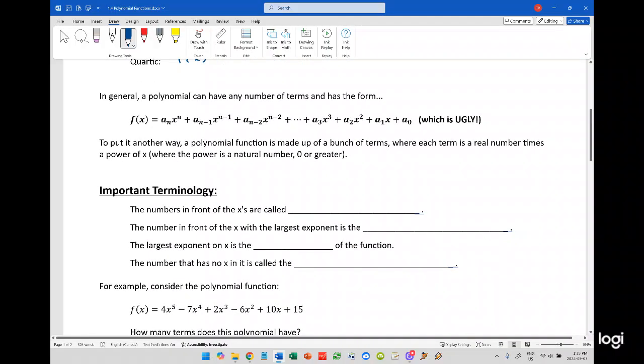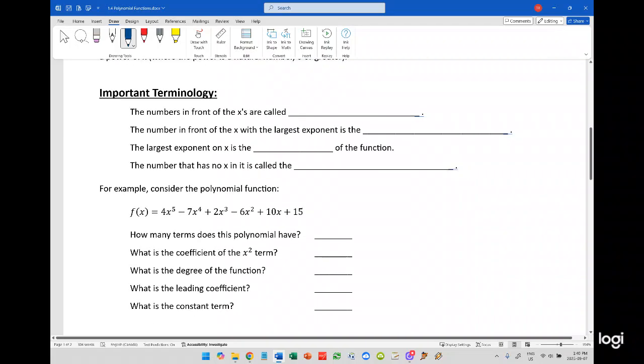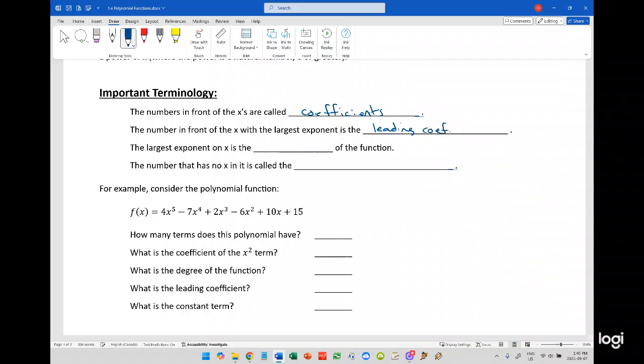Some terminology that we have to get, we'll apply it in some situations here. The numbers in front of all the x's, those are called the coefficients. So you'll notice I've already used some of these terms before. I'm officially introducing them now. But coefficients are just those numbers, the a's, that go in front of each of our terms. The number in front of the x with the largest exponent is called the leading coefficient.